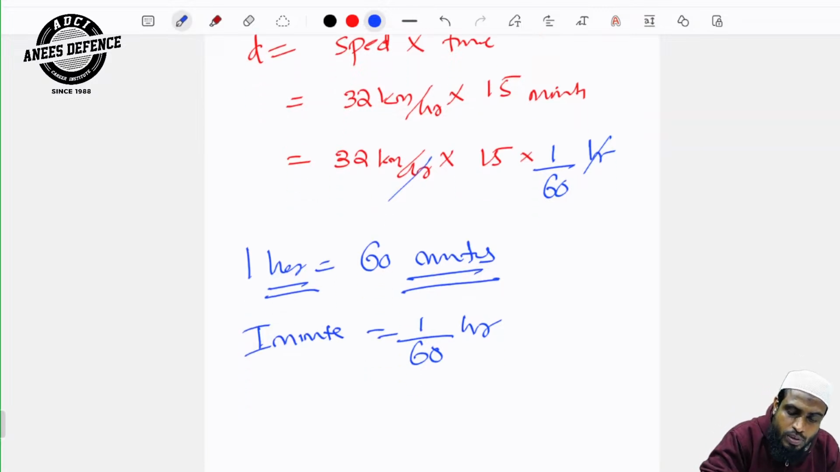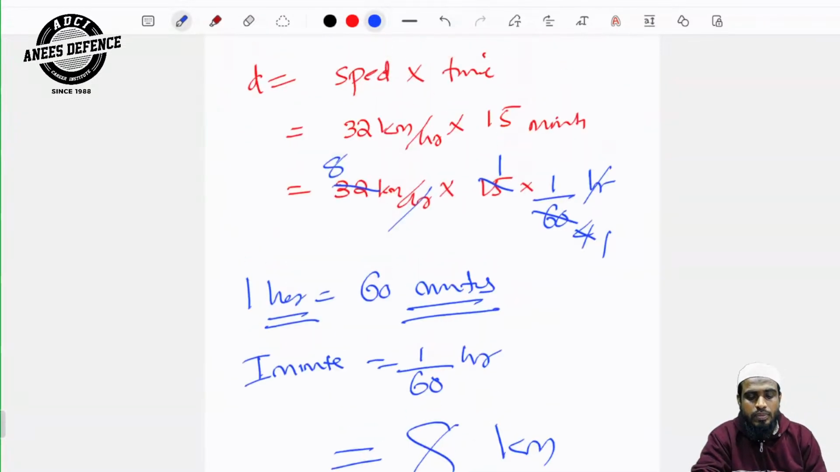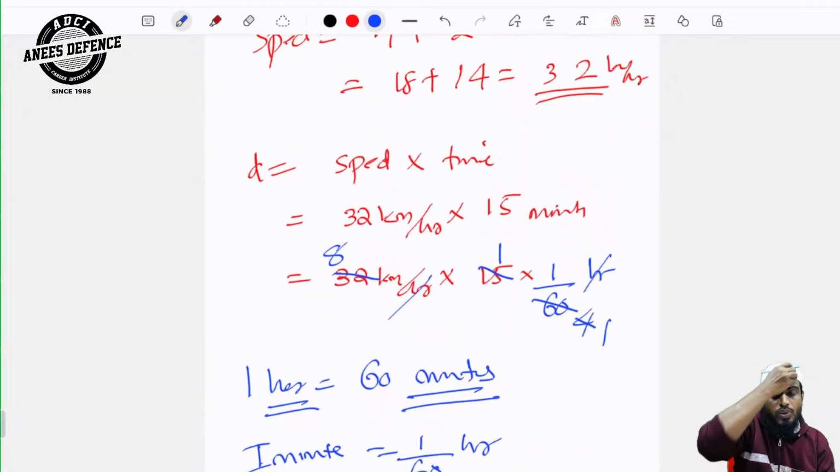So 15 into 1 by 60 means 1 into 15 and 4 into 15. So 32 by 4, 1 into 4 and 8 into 4. So the answer will be 8 kilometer. So that will be relative velocity, and this relative velocity you should not mix.